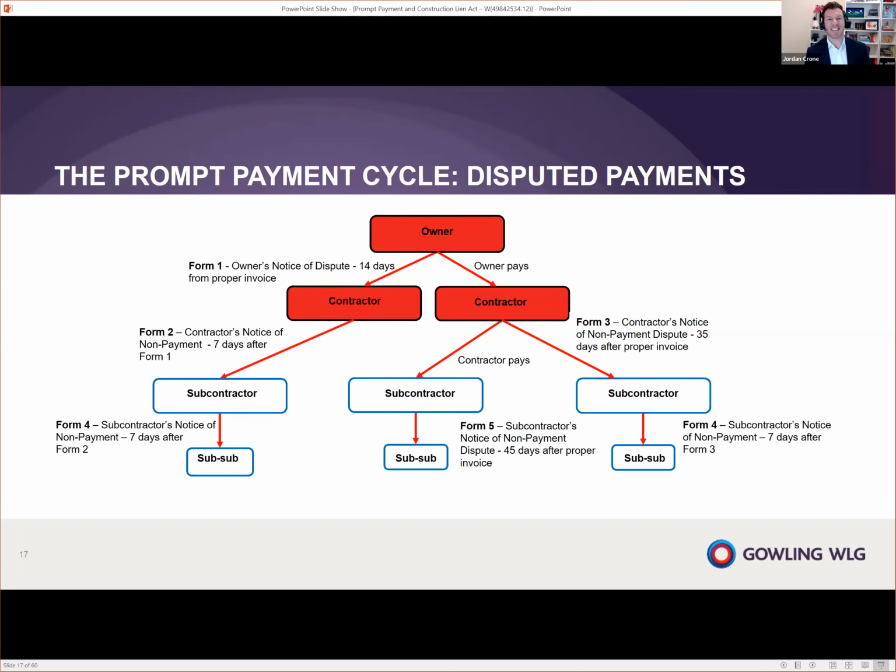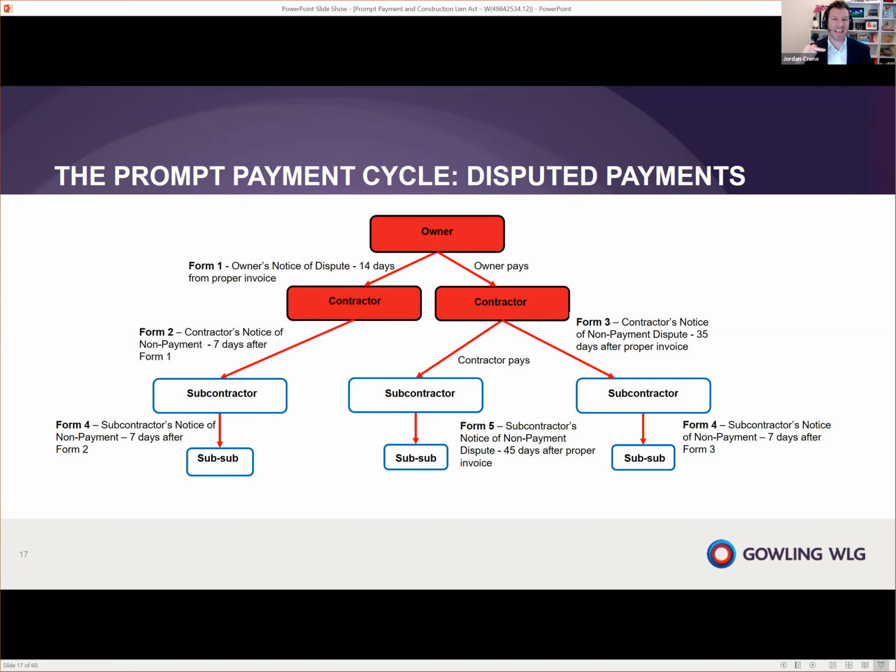But if the contractor has an issue with their subcontractor, even though they've been paid in full, the contractor can issue a Form 3. And this is a contractor's notice of non-payment dispute. And they have to issue this 35 days after issuing of a proper invoice. Why 35 days? Where does that come from? Well, it's the 28 days for payment and then 7 days thereafter. So at that point, they have to issue a Form 3.